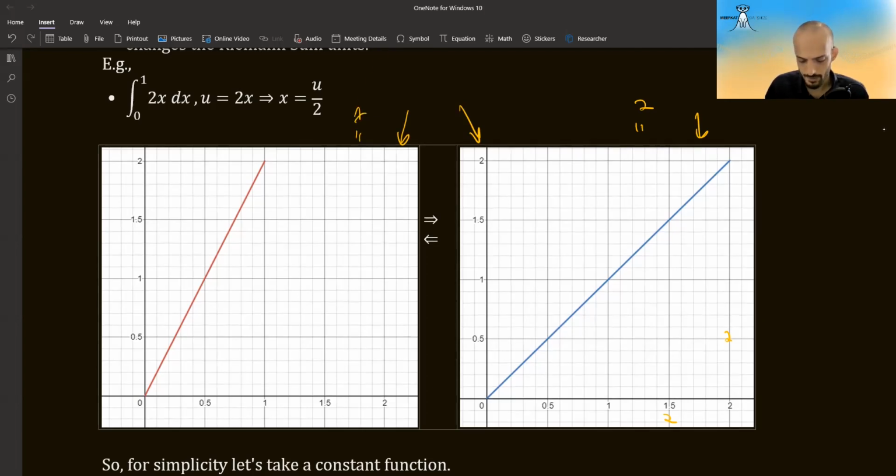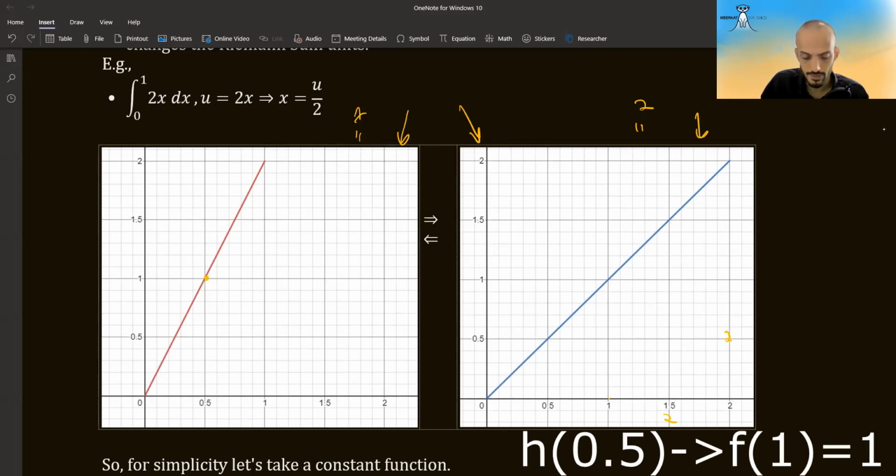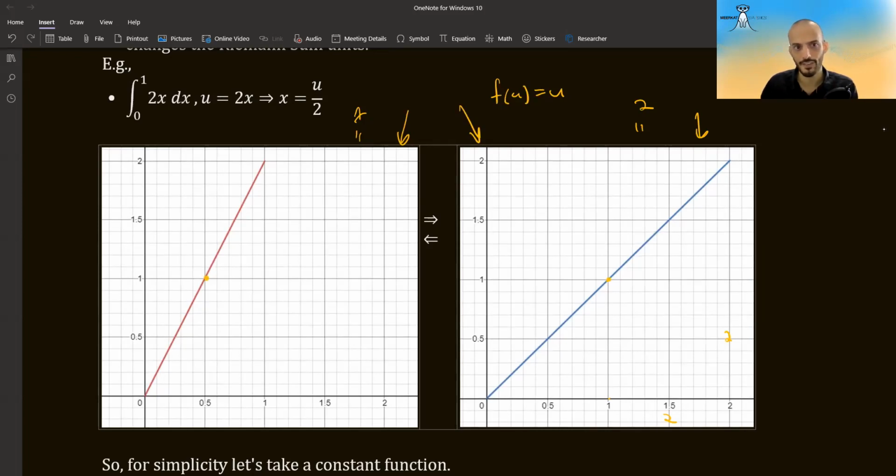And why does this happen? First of all, if we take the point x equals 0.5, then its y value is 1, right? Its f of x is 1. But if we change it to u, then x equal to 0.5 becomes u equal to 1, and the value at 1 of the new function, which is just f of u equal to u, is just 1. So the mapping is conserving the function value. The function value doesn't change. The only thing that does change is the units of integration.